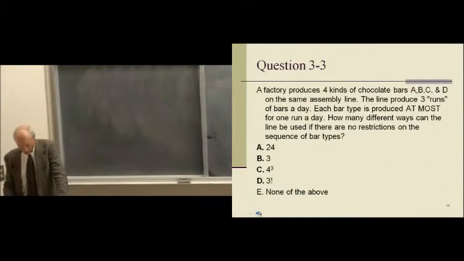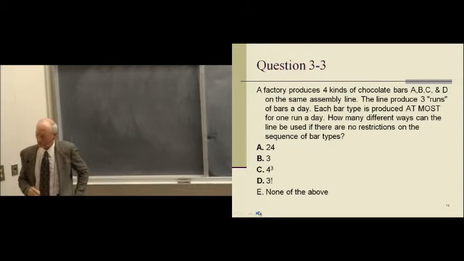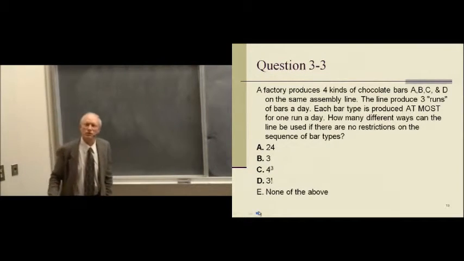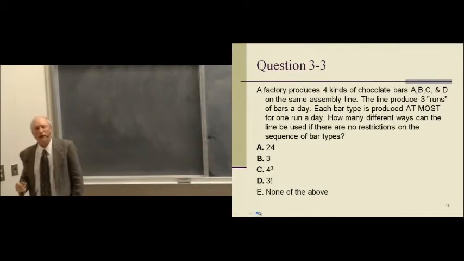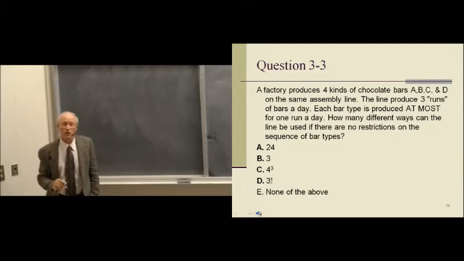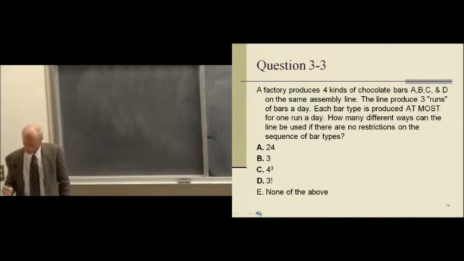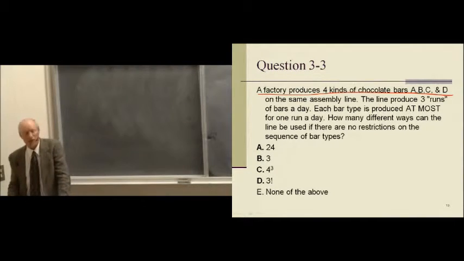This is another problem which is just a combinatorial one, so let's knock it off in a few seconds. A factory produces 4 kinds of chocolate bars. This is inspired. I was on sabbatical in Switzerland, and I spent most of my sabbatical year visiting chocolate factories to collect problems just like this one. I also bought a lot of chocolate while there, and I charged it all to the department, so not to worry. A factory produces 4 kinds of chocolate bars, A, B, C, and D, on the same assembly line.